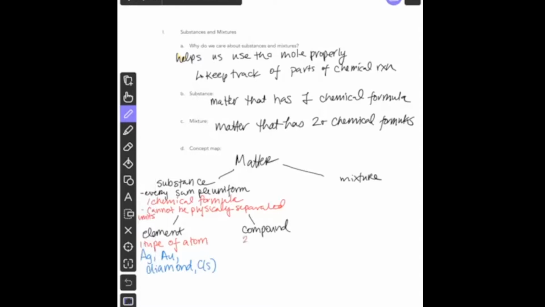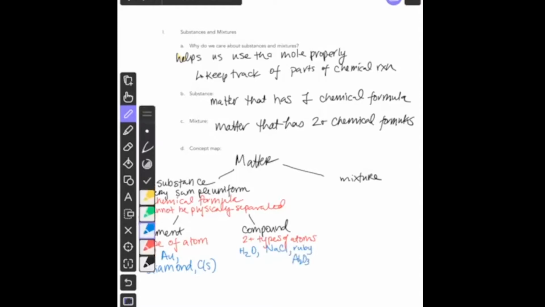Any substance that can be written with a single chemical formula, broken down into the same pattern of atoms linked together, and has two or more types of atoms in it, is considered a compound. Water, dihydrogen monoxide, is a compound. Table salt, the chemical formula of which is NaCl, is a compound. Rubies, which are crystals of the compound Al2O3, or aluminum oxide, and other gemstones, are also compounds. In the next videos, we'll learn how to use the mole to talk about different quantities of elements and compounds.